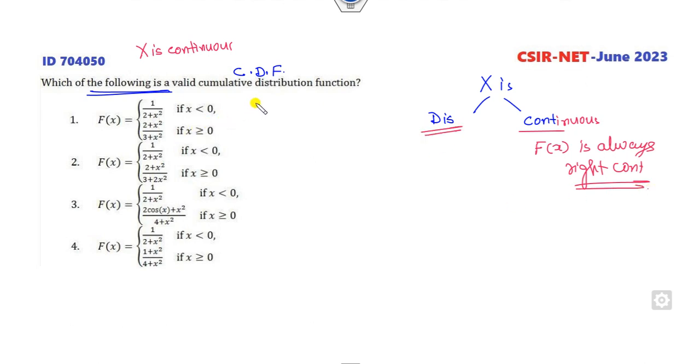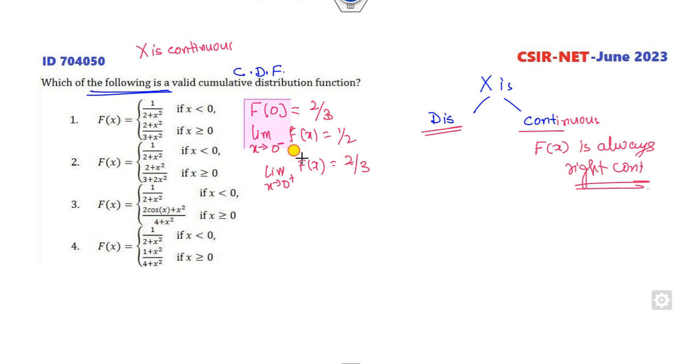For example, what is the value of f of 0 in the first case? It's 2/3. What is the limit of f(x) as x approaches 0 from the left? It's 1/2. They are not the same. Moreover, this is a left limit. If you consider the right limit, the limit of f(x) as x approaches 0 from the right is 2/3. They are the same, so it's a right continuous function.